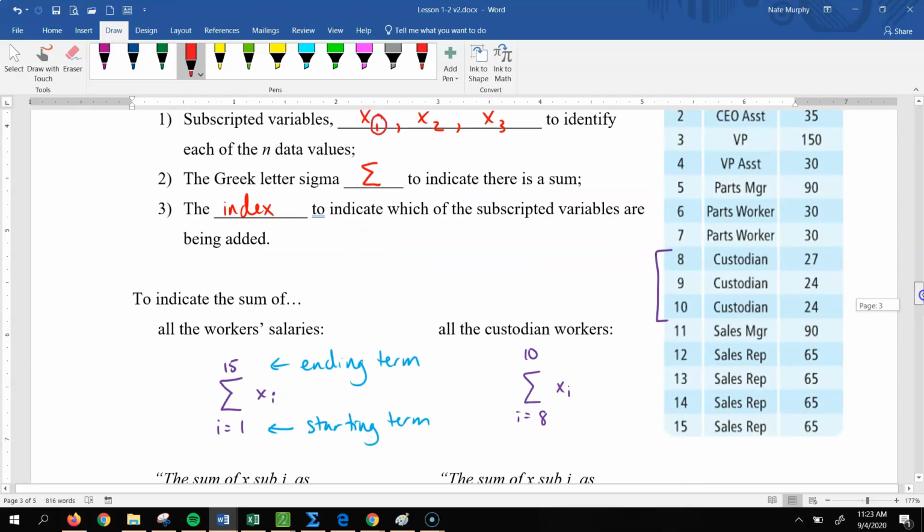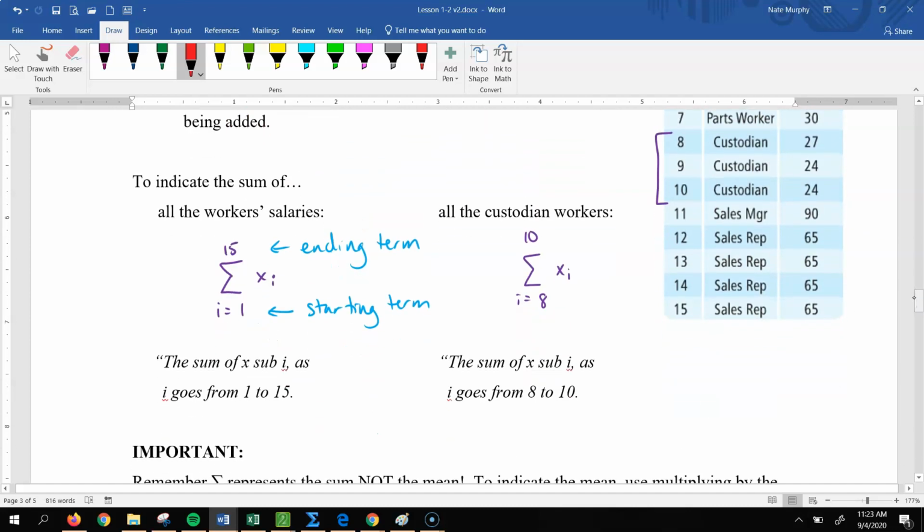Oh, and as far as how we would read those, down below in italics, if I wanted to read what's in that purple, I would say the sum of X sub I as I goes from 1 to 15. Or if I wanted to do just the custodial workers, the way that we would read that is it says the sum of X sub I as I goes from 8 to 10. Don't worry too much about that, but that's how we would read it.